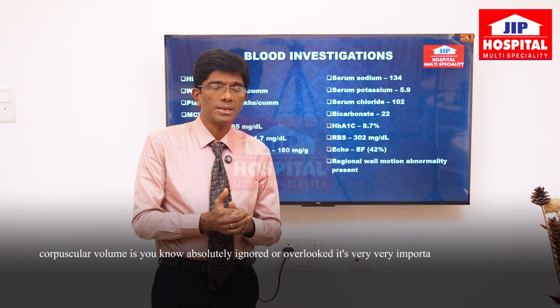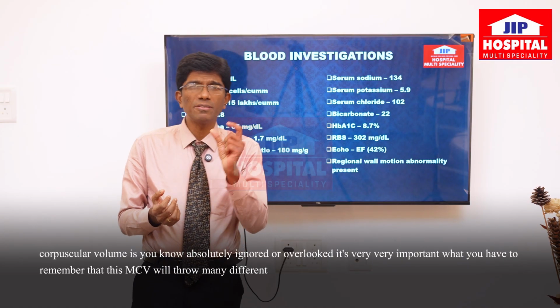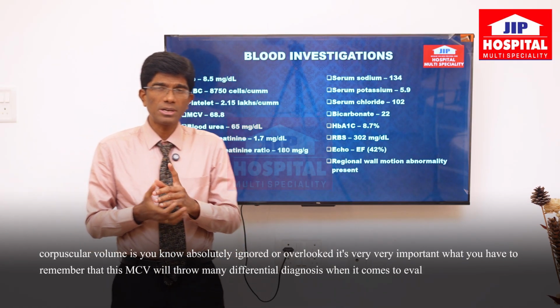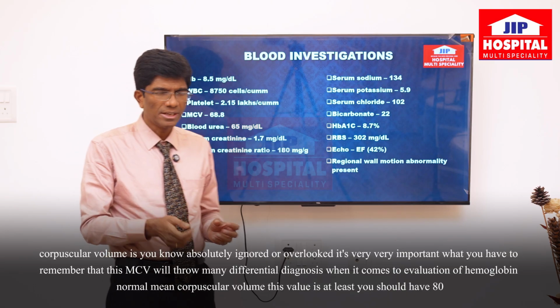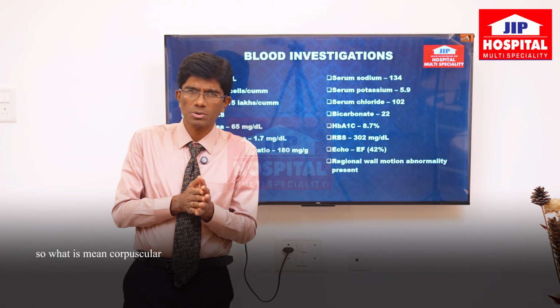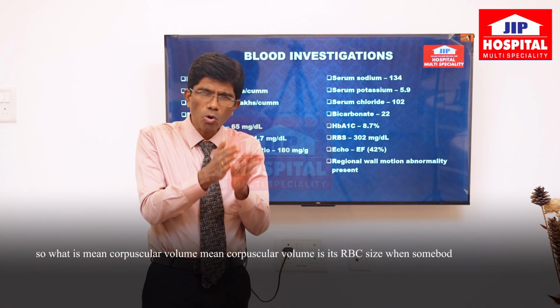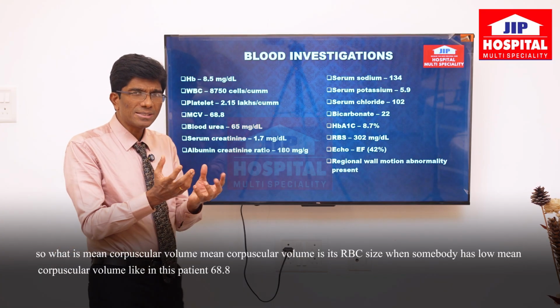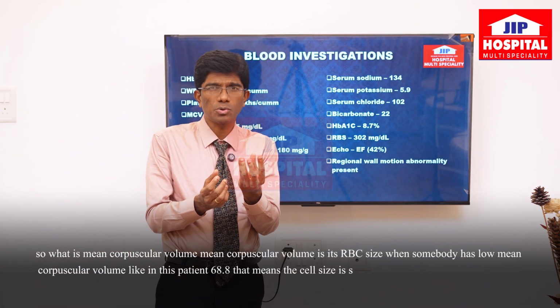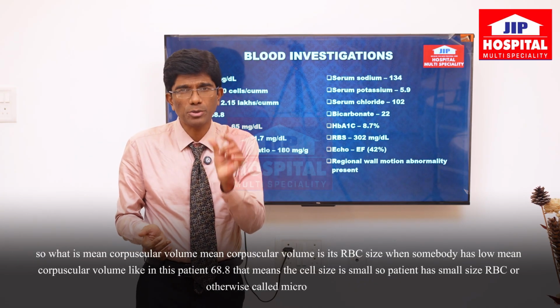It's very, very important. What you have to remember is that this MCV will throw many differential diagnoses when it comes to evaluation of hemoglobin. Normal mean corpuscular volume, this value is at least 80. So what is mean corpuscular volume? Mean corpuscular volume is the RBC size. When somebody has low mean corpuscular volume, like in this patient, 68.8, that means the cell size is small. So the patient has small size RBC, otherwise called microcytes.